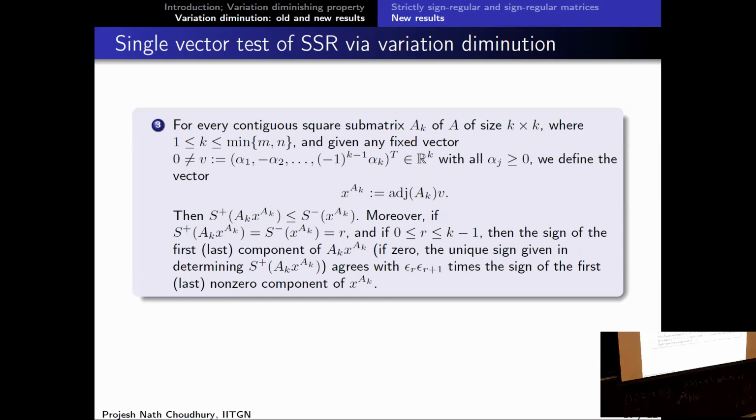It is enough to check the variation diminishing property for a particular vector for each contiguous submatrix. The vector is constructed as follows: take any vector from the alternating biorthogonal and look at the adjugate of A_K times it. If the variation diminishing property holds for that vector, then the matrix is strictly sign regular. So basically, for each contiguous square submatrix, you have to look at one particular vector from the alternating biorthogonal, and if the variation diminishing property holds, then the matrix is SSR of the particular sign pattern.